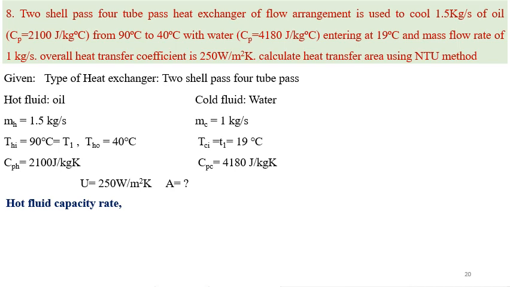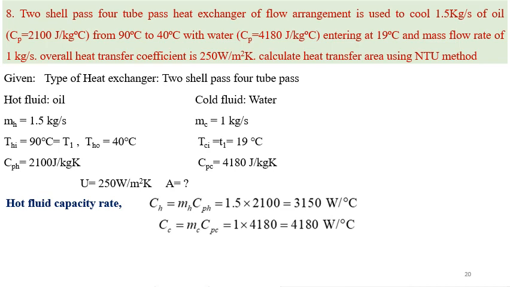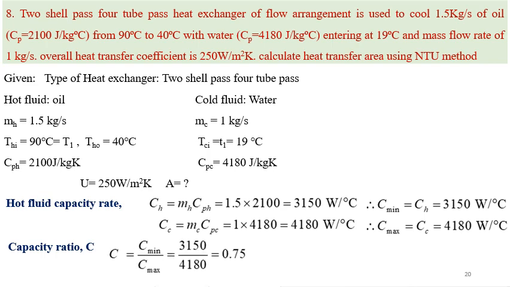So first we have to find which is C minimum and which is C max. The hot fluid capacity rate Ch we can calculate, then the cold fluid capacity rate Cc we can also calculate. By this we can calculate C minimum and C max. So here Cc is maximum and Ch is minimum. Then the capacity ratio C can also be calculated. C is equal to C min by C max, which is equal to 3150 divided by 4180, and you will get 0.75.